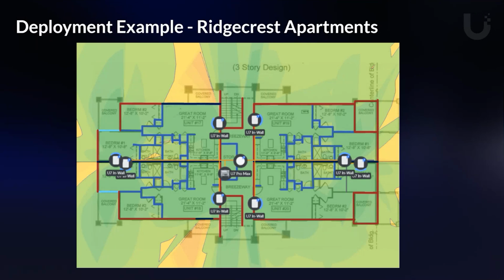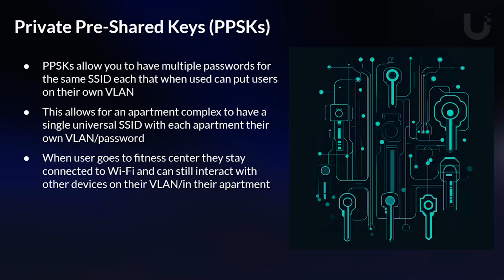So basically you can have PPSKs. I'll explain those in just a second. But in this case, the U7 Pro Max in the hallway could be used so that if they're roaming or going upstairs or downstairs, they could still remain connected to the network. It's nice to be able to lay this out in the design tool. I'll show you how that works in a minute if we have time. But yeah, PPSKs I think is a feature I just wanted to call out.